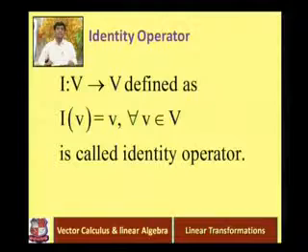Next is the identity operator. Why is it called an identity operator? I already told you that domain and codomain are both the same, so that's why it is called an operator. And how is it defined? The identity operator defined from V to V is I of v is equal to v. That means the image of the vector v is itself, and this is true for all v belonging to V. It is called the identity operator.